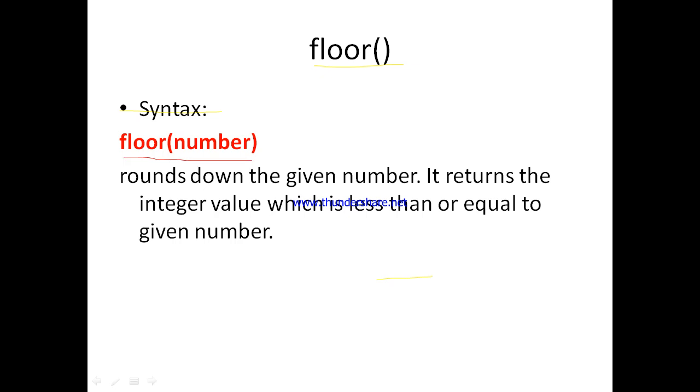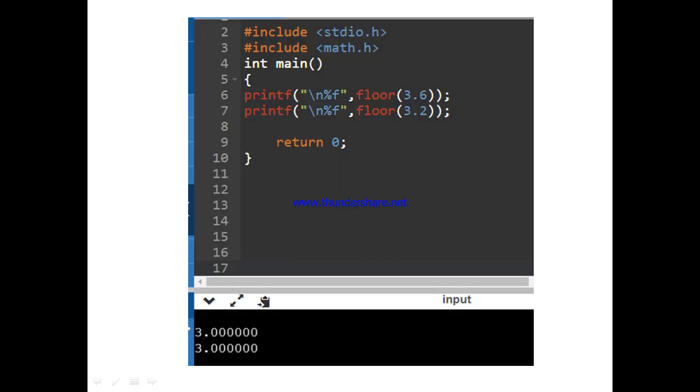Now the floor function returns the value which is less than or equal to the given number. It also rounds the number, but it rounds down the given number. In ceil we have seen that it rounds up the given number; in floor it rounds down the given number and returns the integer value which is less than or equal to the given number. Let us see the example. Here in the floor function we have written floor 3.6 and floor 3.2. So 3.6 returns the value 3 and 3.2 also returns the value 3, because it rounds down the given value.